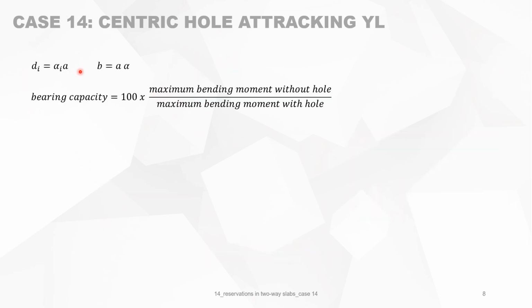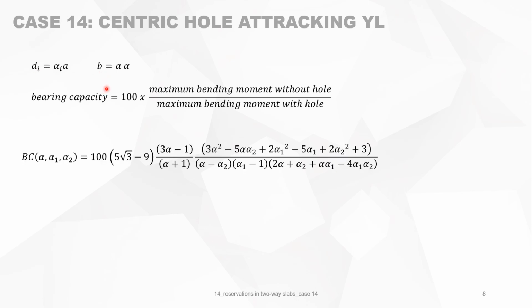We will work with no units, so alpha 1 is D1 divided by A, and B over A is alpha. Bearing capacity is defined as 100 times the maximum bending moment without the hole divided by the maximum bending moment with the hole. We select the different parameters and we got this formula in the slides.